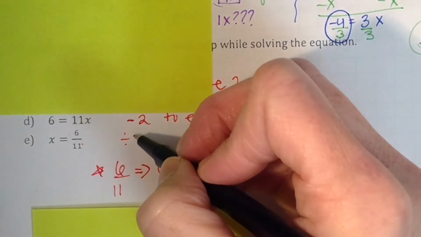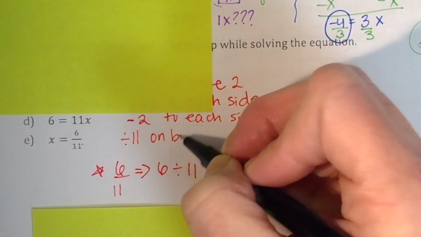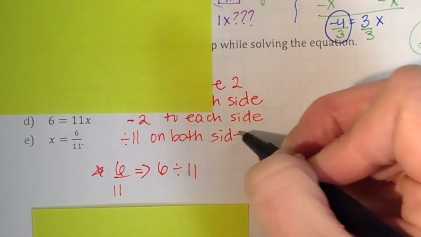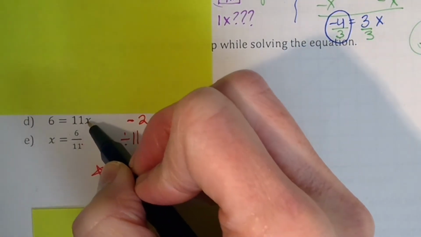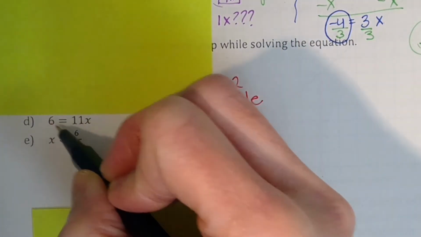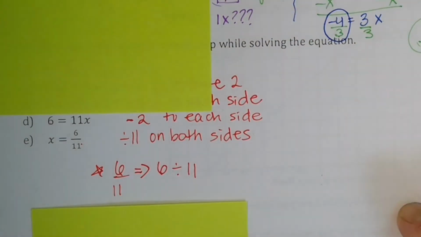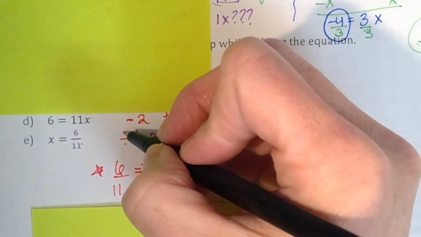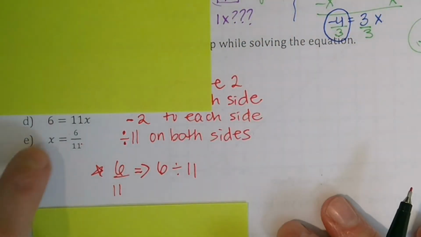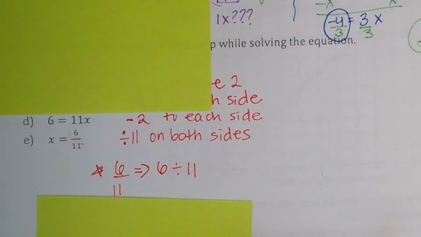So if I divided 11 on both sides, 11x divided by 11 is x. 6 divided by 11 is 6 over 11. That's why we see this fraction there.